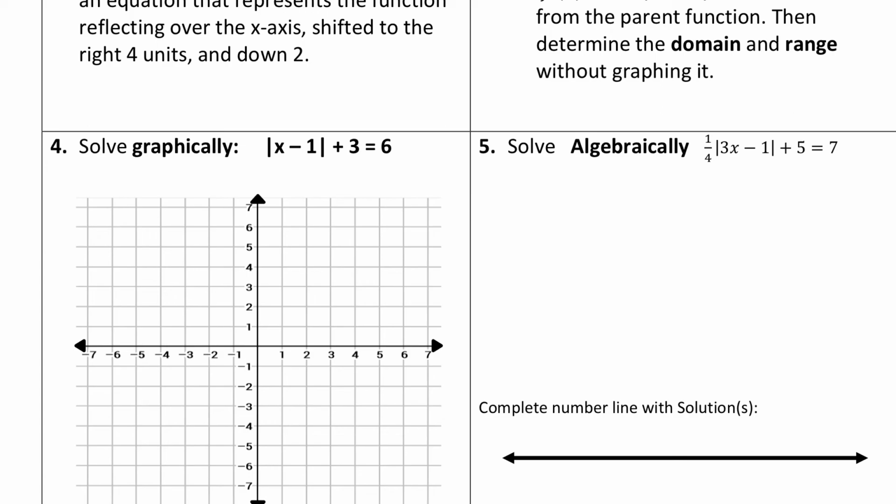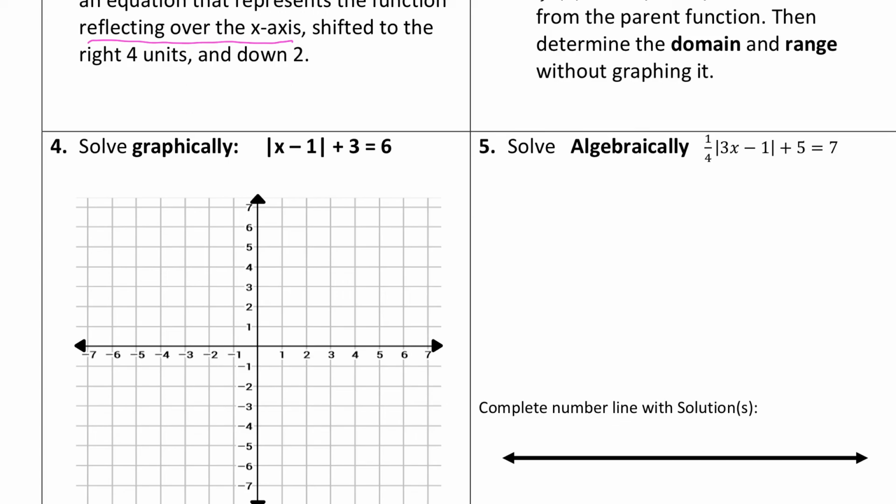Moving on to problem 2, it says given the function g of x equals 2/3 absolute value of x minus 3, write an equation that represents the function reflected over the x-axis, shifted to the right 4, and then down 2. Okay, so the first transformation is reflecting over the x-axis. When you reflect over the x-axis, you're going to do the opposite of a. So since a is positive, it's now going to become a negative.